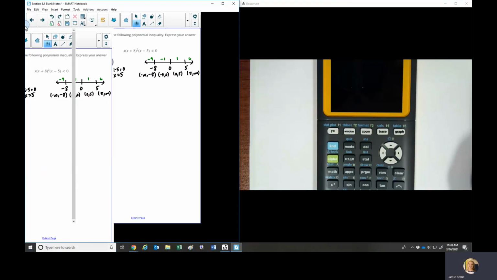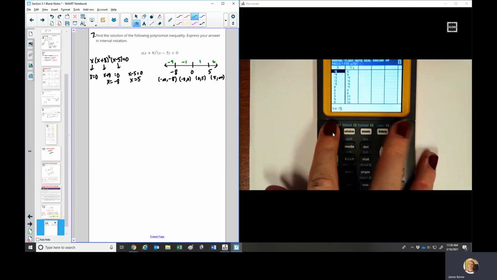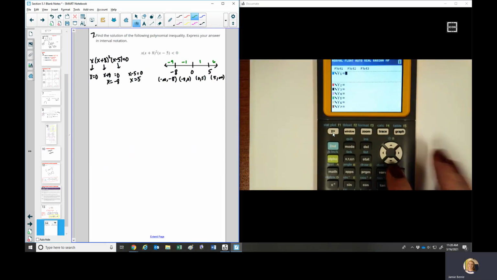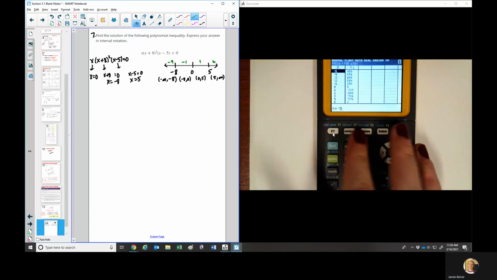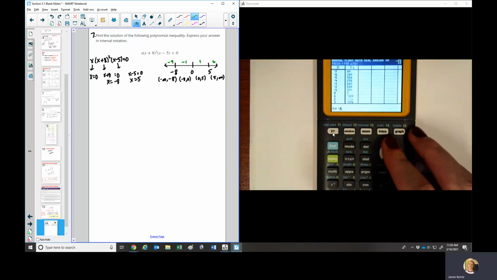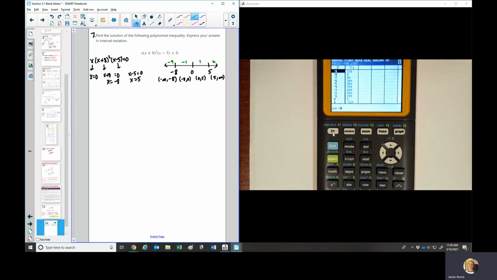All right, so let's plug these into our calculator. Again, we can use that little table to make our work a little bit easier. So clear that out. Go to your y equals screen and clear this out. Type in your new function, x times parentheses x plus 8 squared times parentheses x minus 5. Then go second graph to go to the table. All right, -9. So if x is -9, that gives you a positive number.